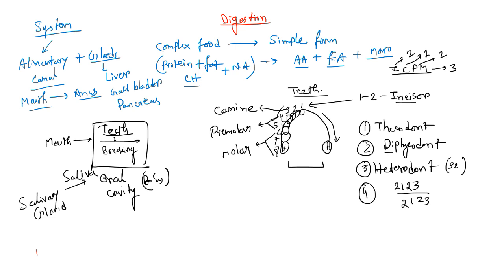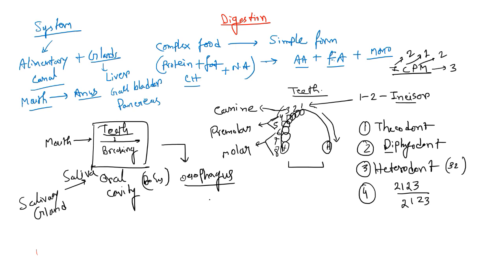Now after this process is done, the food migrates from the oral cavity through the esophagus. Look at the spelling of esophagus, oesophagus. That is the connector between the pharynx and the mouth cavity to the stomach. Now the food will reach the stomach through the esophagus.